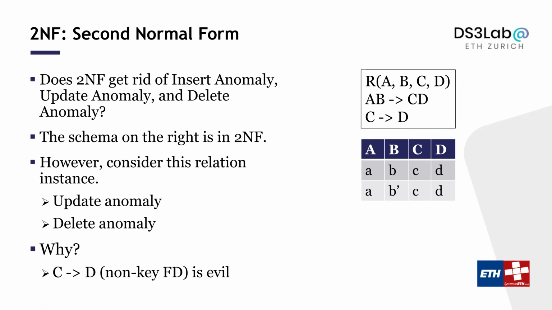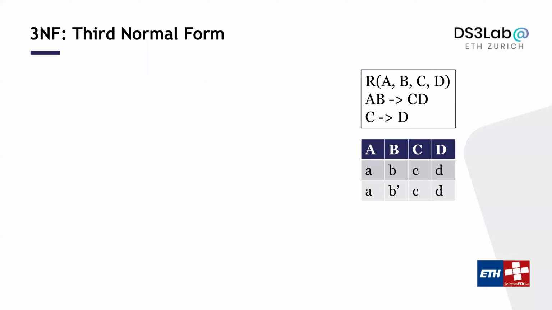The reason is that you have one functional dependency, from C to D, that's evil and causes this type of data redundancy, but our definition of second normal form is not strong enough to eliminate it. So what should we do? One thing we could do is define a stronger notion of normal form, and that gives us what we call the third normal form.